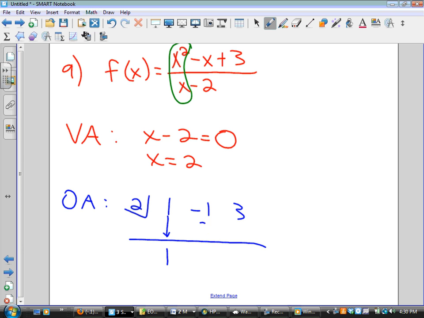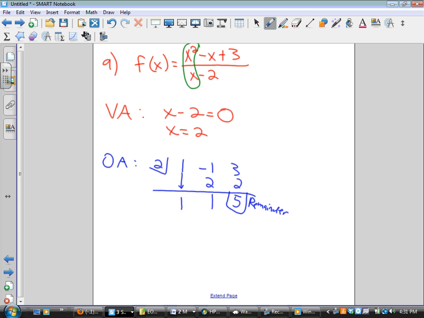1 times 2 is 2. Add up these two terms, and you get 1. 1 times 2 is 2. Add up those two terms, and we get 5. Now, 5 is really irrelevant to us because 5 is just the remainder, and it doesn't mean anything when we're trying to find the oblique asymptote. We talked about why that was in class, but I'm not going to go into that here.